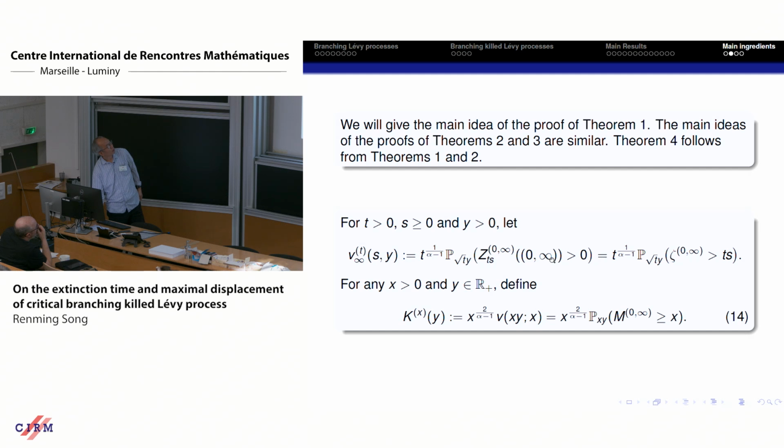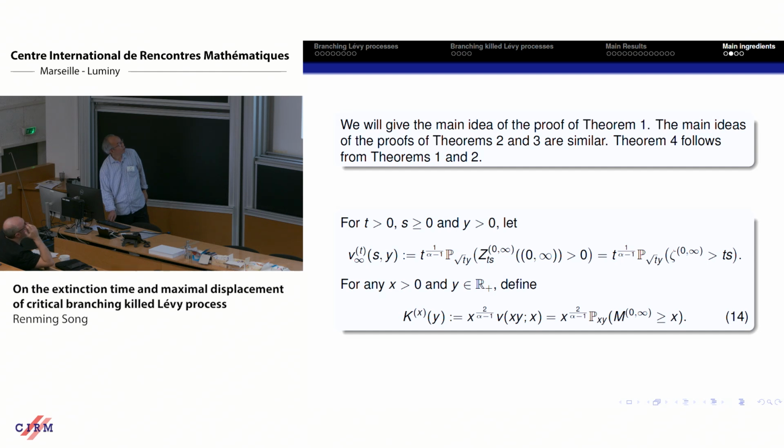Okay? For example, you define such a quantity here. Remember, that's the critical branching Q-Levy process. You can write it this way, either that or in terms of, remember Theorem 1 about extinction time. So read a certain scale version of the tail of the extinction time, call it V infinity t, and you define another quantity for this maximum position.